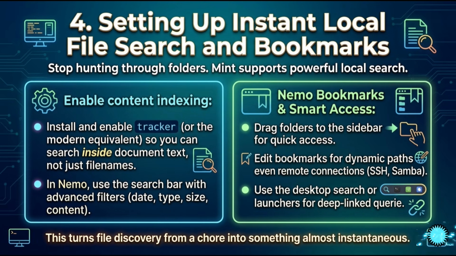Number 4. Setting up instant local file search and bookmarks. Stop hunting through folders. Mint supports powerful local search. Enable content indexing: install and enable Tracker, or the modern equivalent, so you can search inside document text, not just file names. In Nemo, use the search bar with advanced filters: date, type, size, content.